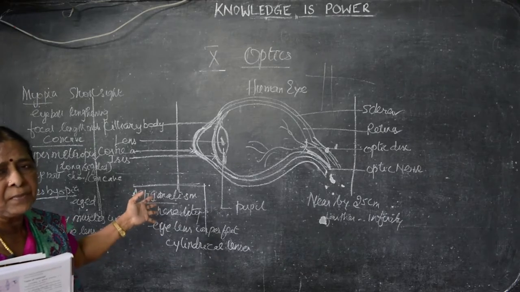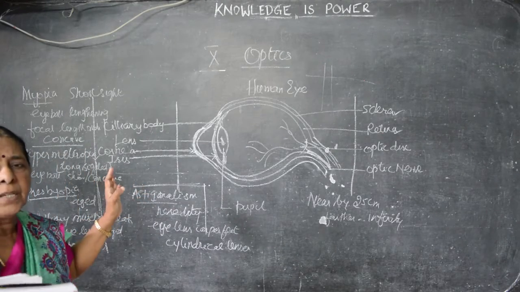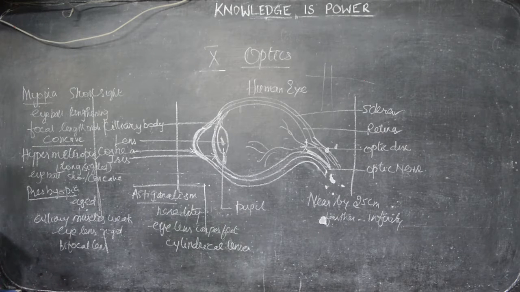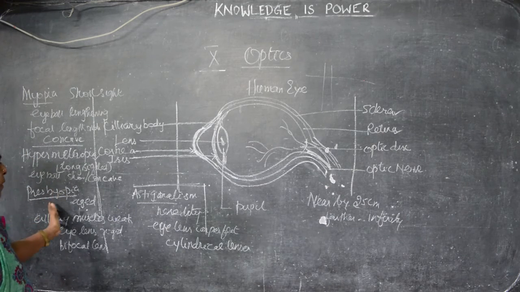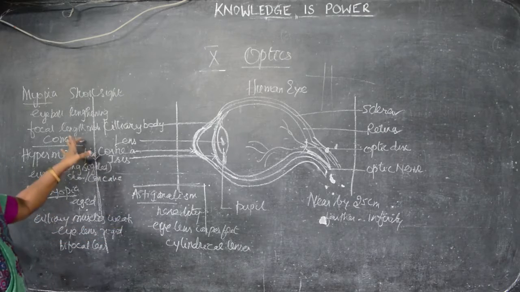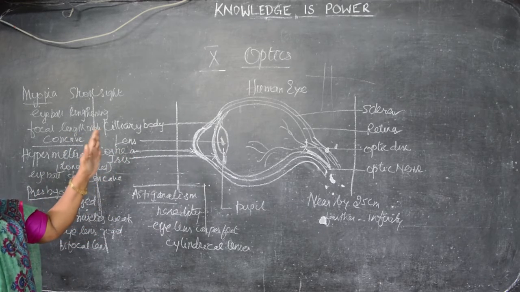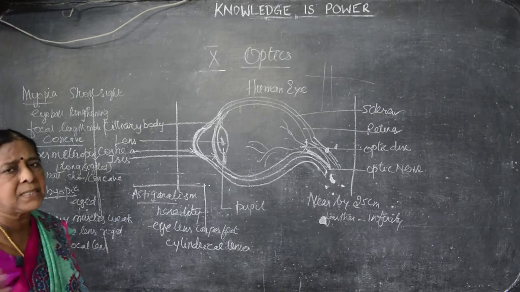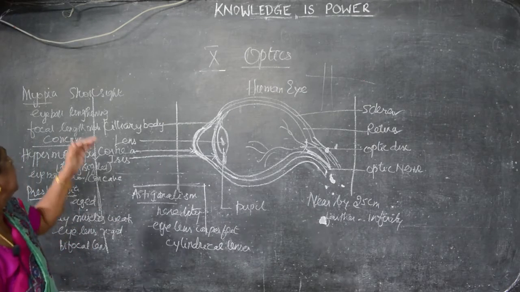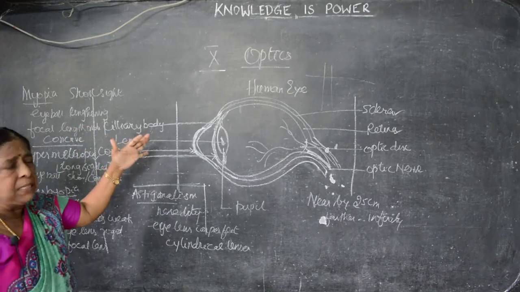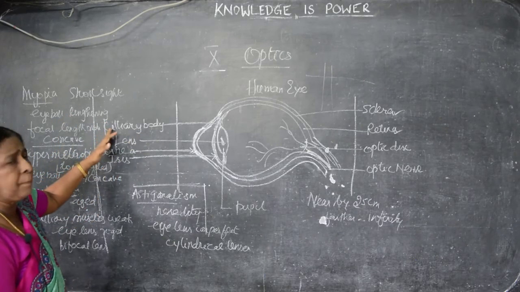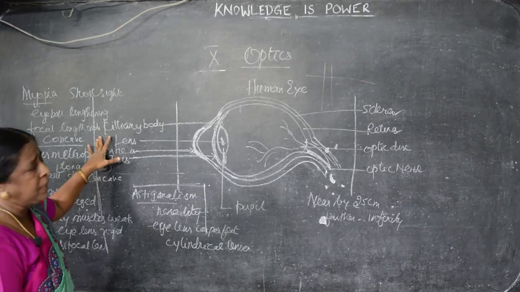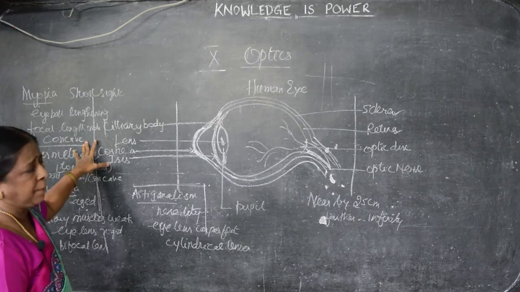Then, what are the defects of the eye? There are 4 defects I said: myopia, hypermetropia, presbyopia, and astigmatism. Myopia is otherwise known as short-sightedness. The people can see nearby objects clearly but cannot see farther objects. This is because the eyeball is lengthening or the focal length is reducing. Due to these 2 reasons only, it can be rectified by a concave lens.